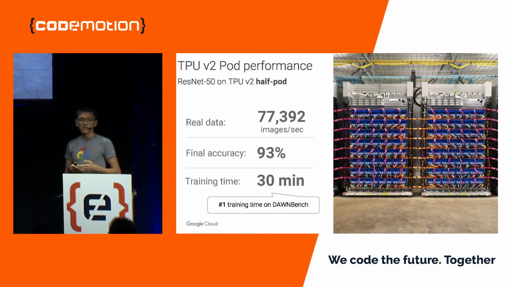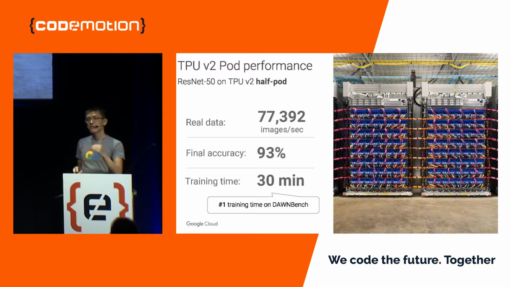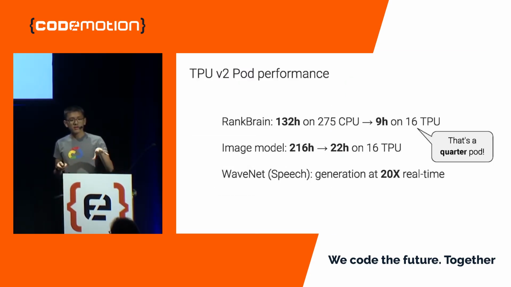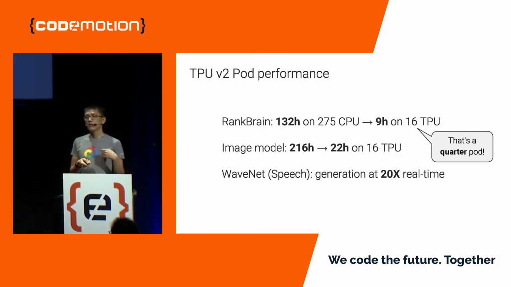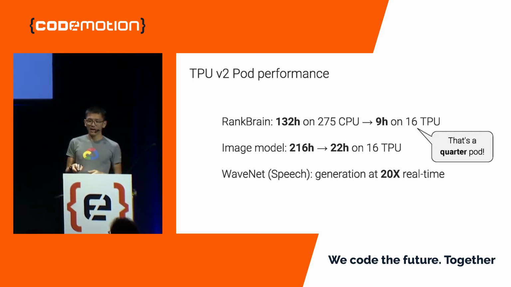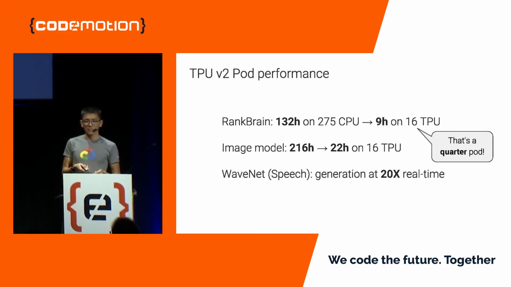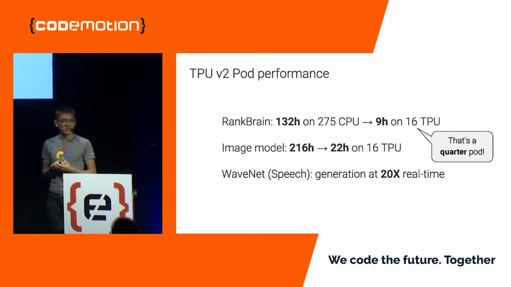So pretty amazing that we can train a state-of-the-art image model on the full data set running through at 77,000 images per second, right? Pushing that data through those arrays. Those big arrays can just eat up those images. And you can reach state-of-the-art accuracy in 30 minutes. And so some other examples. RankBrain is one of the models that does ranking for Google Search. So training the entire Google Search model: 9 hours on a quarter pod. The image model for things like photos, moving from the old whatever they were using before, CPUs or such, on again a quarter pod, less than a day. And generating speech, so for example, when you do voice synthesis, generating at 20x real time. So enough to keep up at least, right?